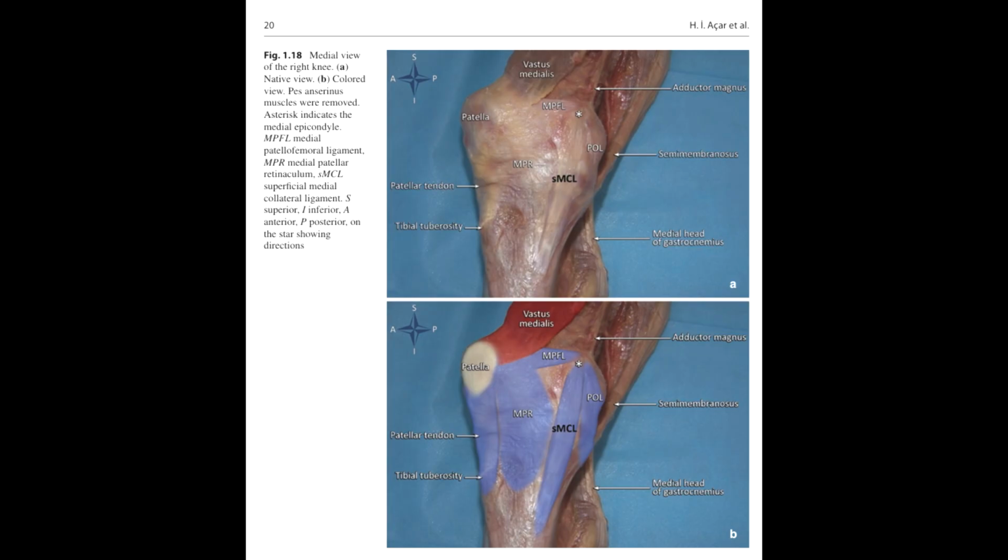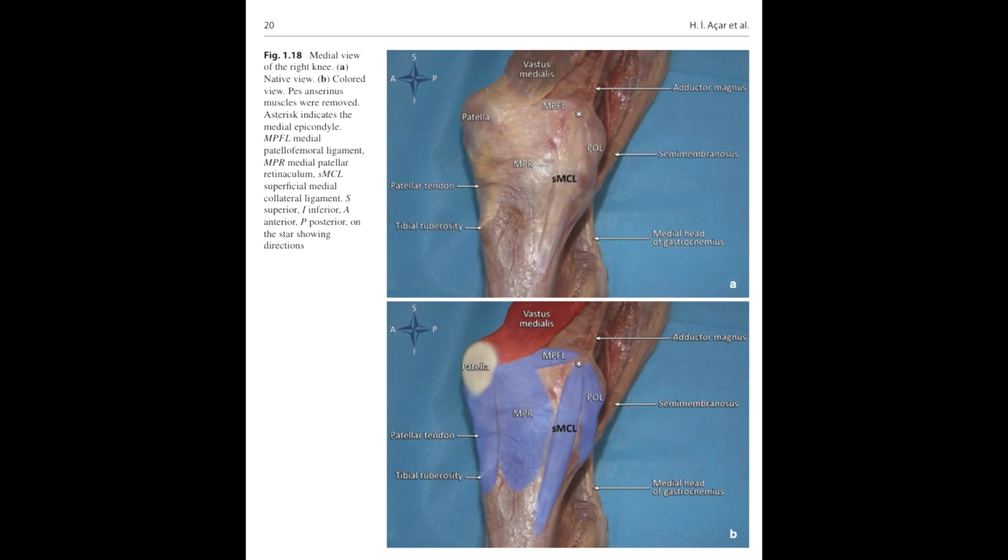Unlike the cord-like lateral collateral ligament, the sMCL is flat and sheet-like, extending beneath the sartorius, gracilis, and semitendinosus tendons. Its tibial attachment is extensive, about 6 to 7 centimeters distally on the medial tibia, just anterior to the medial head of gastrocnemius. This wide footprint makes it the primary stabilizer against valgus forces, meaning it prevents the knee from collapsing inward. Importantly, the sMCL functions across all flexion angles, from full extension to deep flexion.